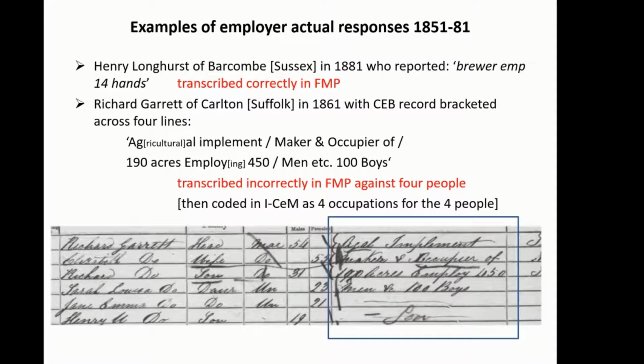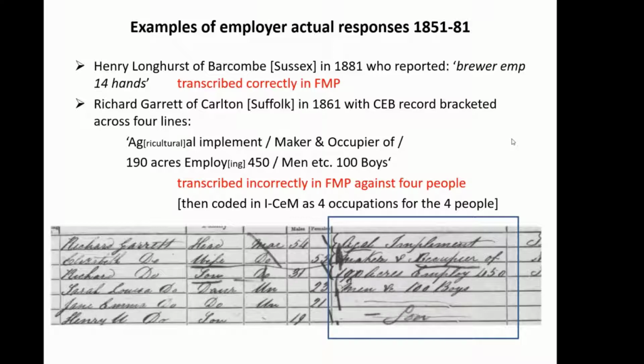Now, for the earlier censuses, 1851 to 1881, you can have very nice responses, like the top example here, Henry Longhurst in Sussex in 1881. He reported that he was an employer, brewer employer, employing 14 hands. That's good. It's transcribed correctly by Find My Past. It's simple.